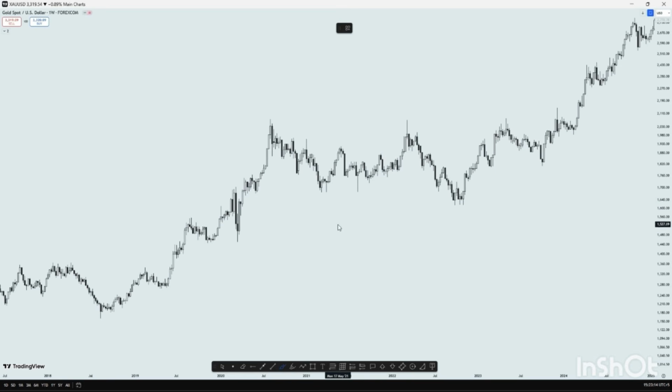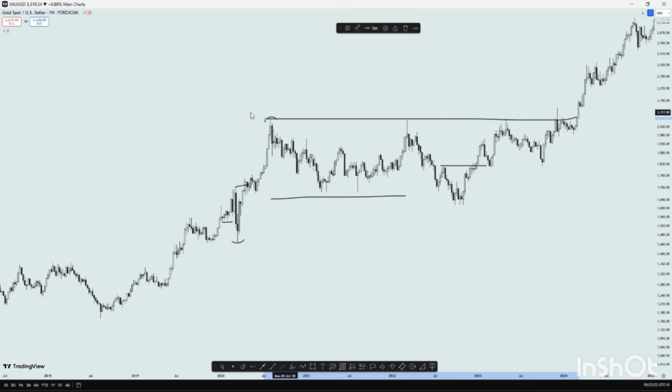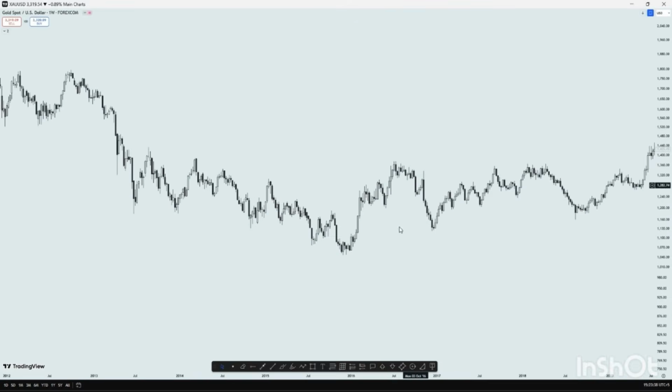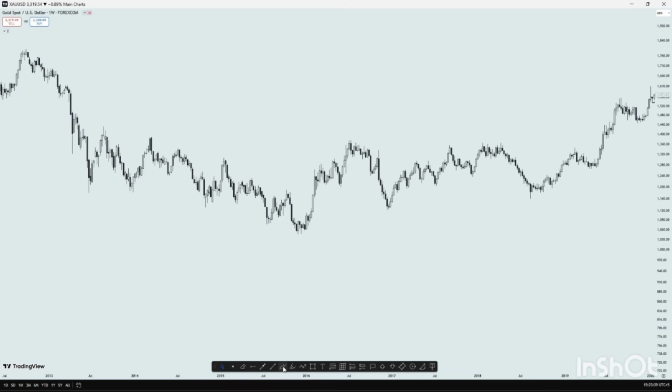As you can see here, liquidity was swept, structure was broken. This was a strong low and this was a weak high. There was a pullback. After the pullback, there were multiple liquidity sweeps, and there was an internal high break, and again there was a bullish expansion. And the weak high that we had, the market just broke it. And the same thing has been repeated again and again.